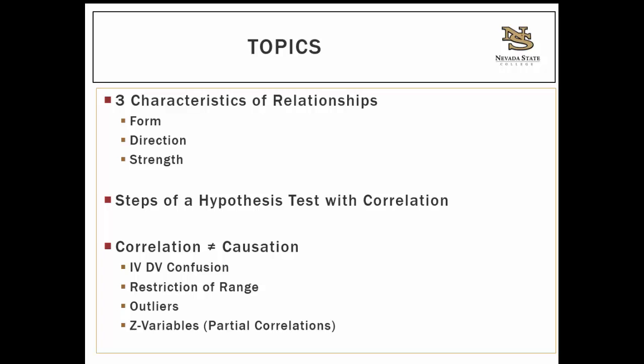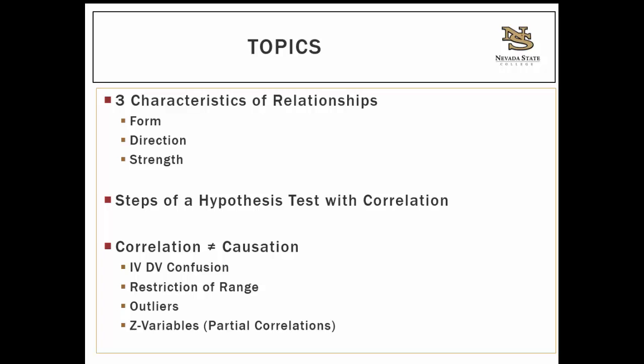So I'm going to cover the three characteristics of relationships: form, direction, and strength. Then I'll get into the 4 steps of a hypothesis test with correlation. Those 4 steps are the same as they've always been. We're still going to state the hypothesis, find the critical value, only now the critical value is for correlation. Then in step 3, calculate the test statistic, the correlation in this case. And then in step 4, see if what we calculated in step 3 falls in the critical region set by step 2, and then make our decision and state our conclusion based on that.